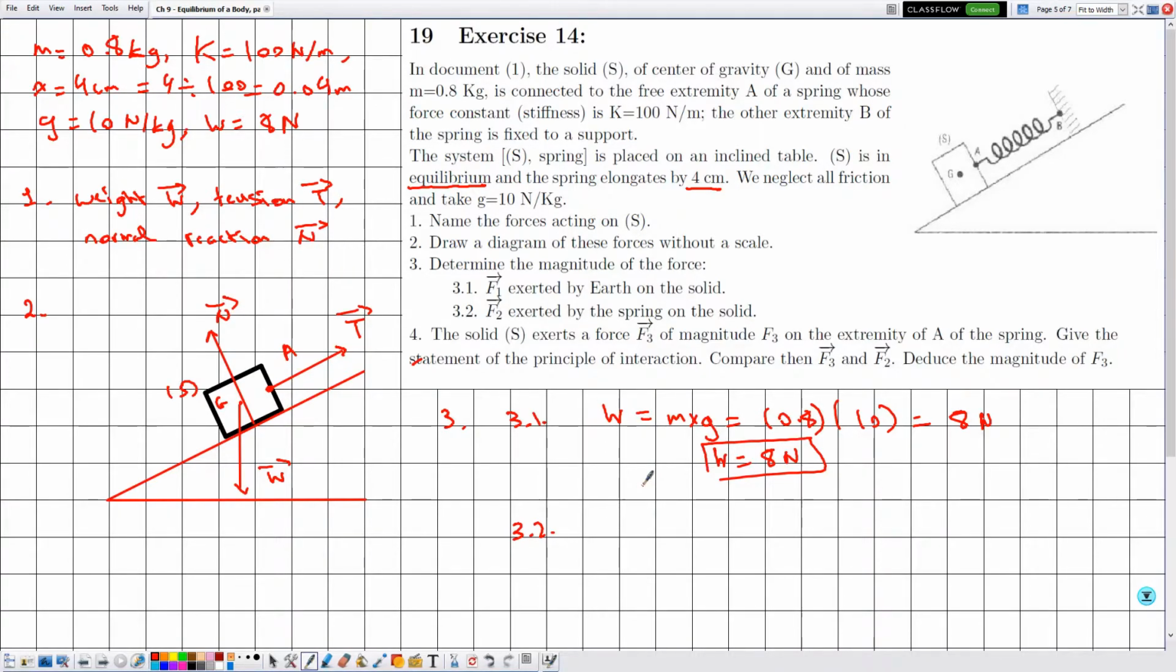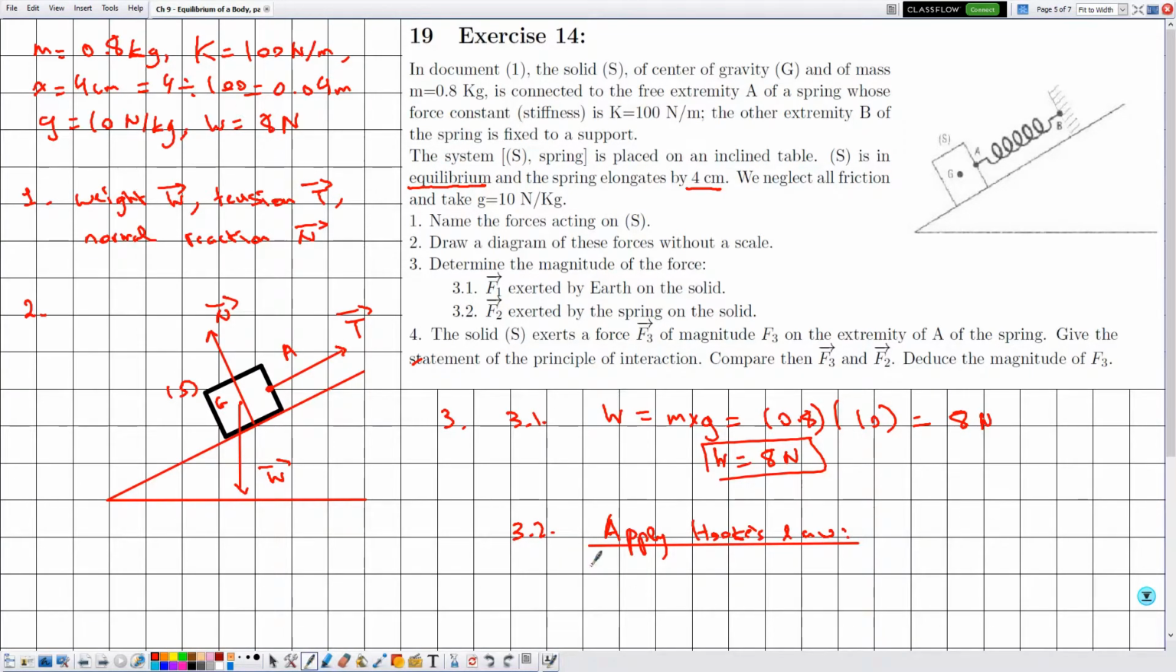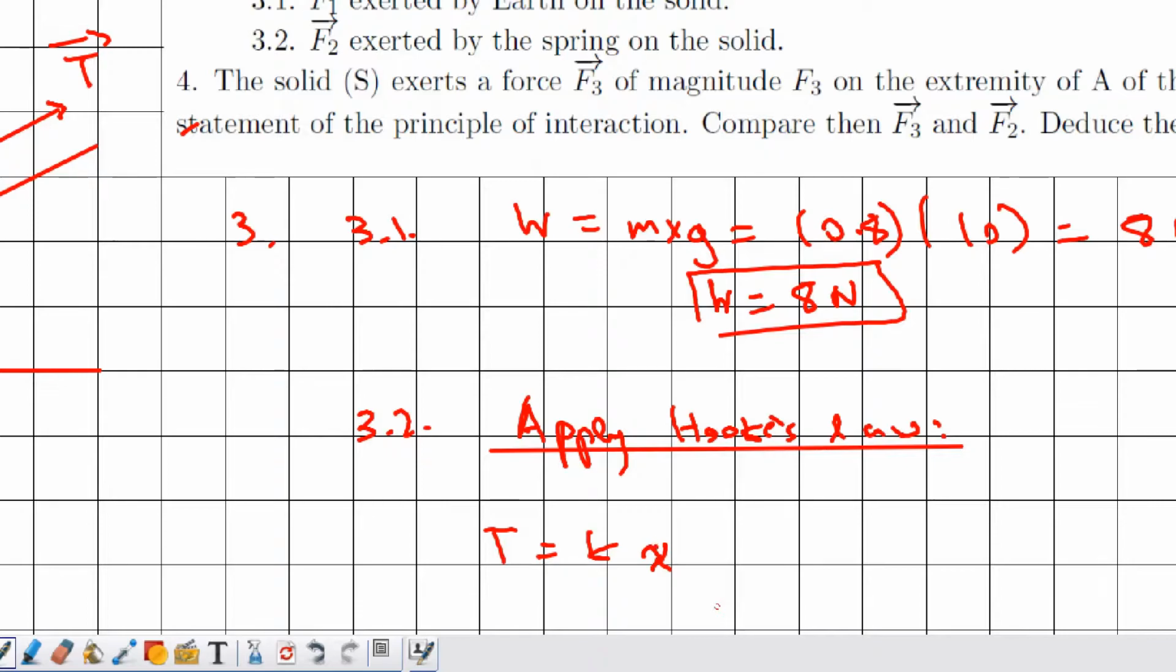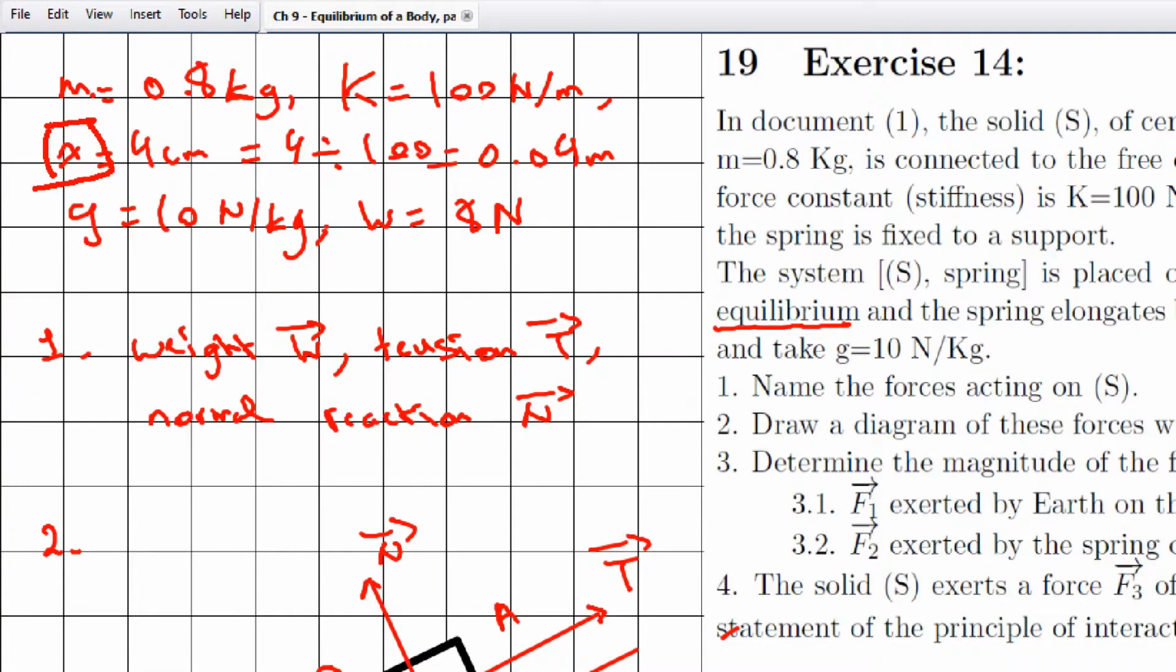Now the magnitude of the tension can be determined using Hooke's law. Then let me write as a title: apply Hooke's law. So Hooke's law is given by T is equal to K multiplied by X. Here, because the elongation is denoted by 4 centimeters, we are free to write X or delta L, but from the beginning I have denoted the elongation to be X and not delta L, so we will fix this notation.